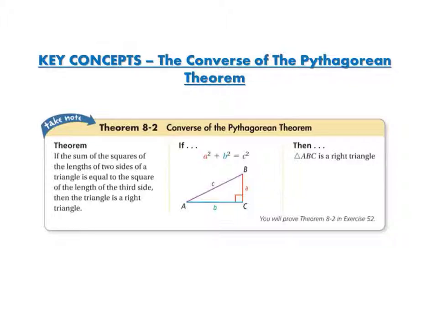All right, here's the theorem, the converse of the Pythagorean theorem. It says, if the sum of the squares of the lengths of any two sides of a triangle is equal to the square of the length of the third side, then the triangle is a right triangle. So it's just like a squared plus b squared equals c squared. Or if you add the square of the legs together, that equals the square of the hypotenuse. But again, all you're going to decide is whether or not these three sides are a right triangle.